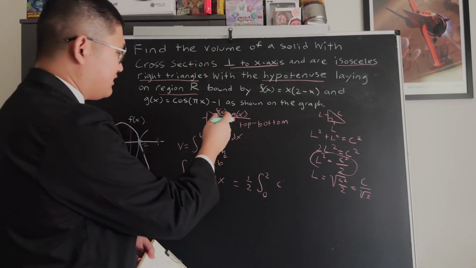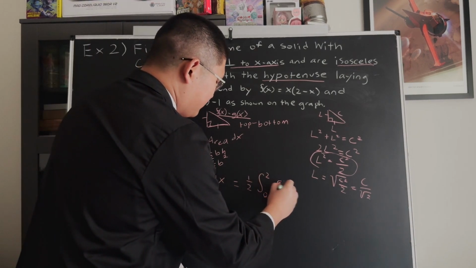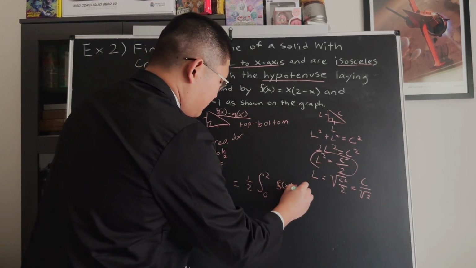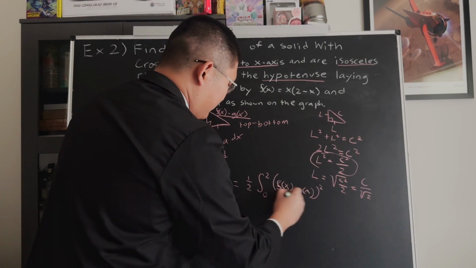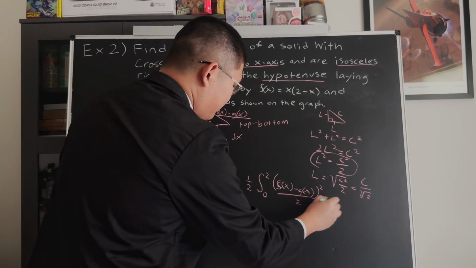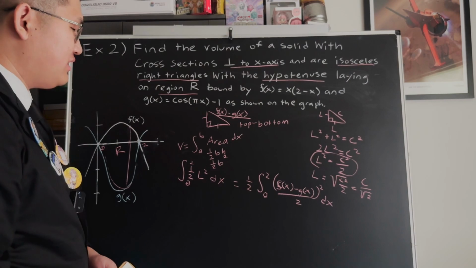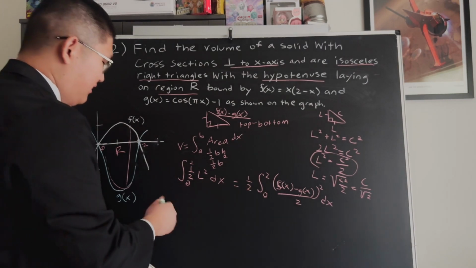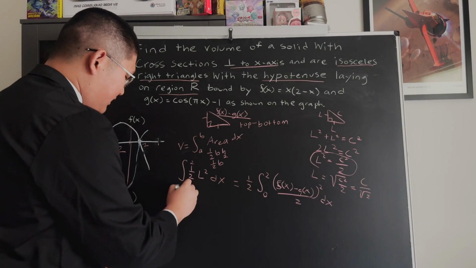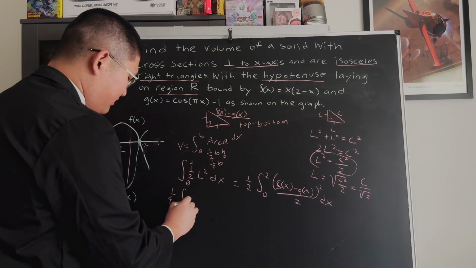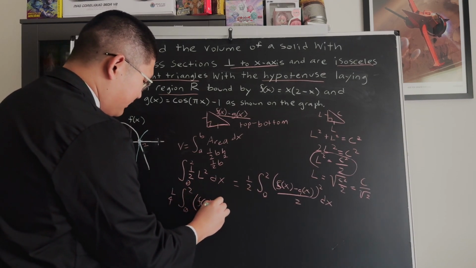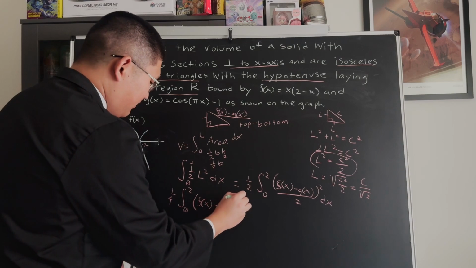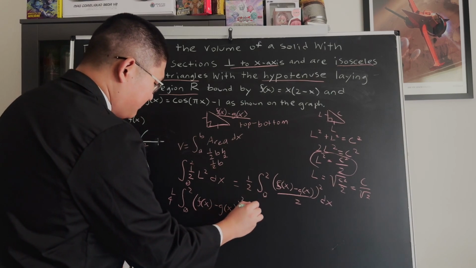In this case, C will be f of x minus g of x, so we can write that down. So all of this can be squared, and we divide it by 2. And so lastly, we can simply throw that 1/4 to the outside, and then run the integral from 0 to 2 for all of f of x minus g of x, all of that squared, dx.